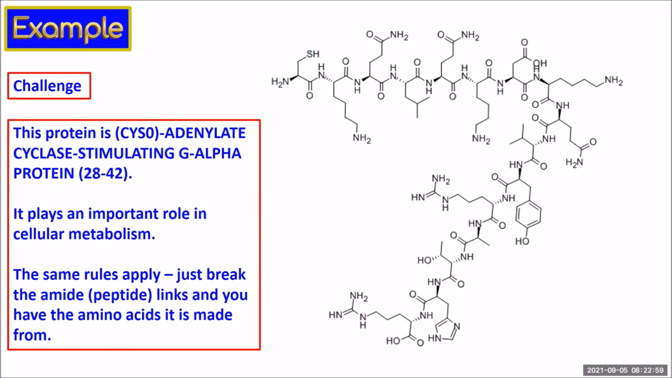So if we follow the structure from the end, we find an amide link here. We find another amide link here. We find another amide link here. And so on and so forth. Here's another amide link and another amide link, and so on and so forth through the whole structure. So all we need to do is break those amide links to get the individual parts of the polymer.